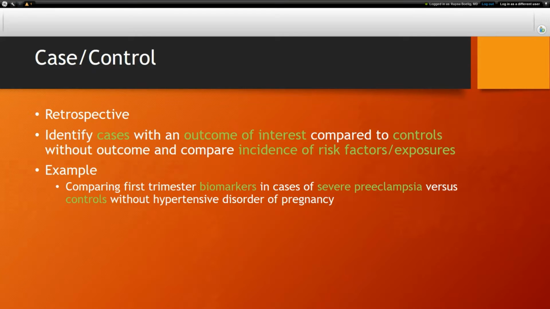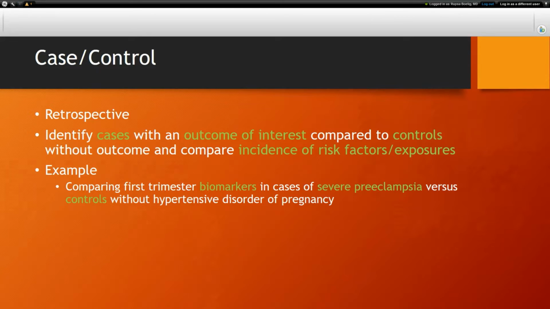That goes right into case control, which I think people often get confused between the two in describing their study. So a case control, in contrast to a cohort study, is where you're starting with an outcome and you're looking at cases who have that outcome and controls who do not have that outcome. And then you're comparing the incidence of a risk factor or an exposure.